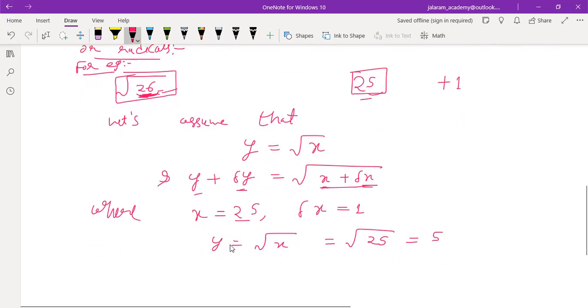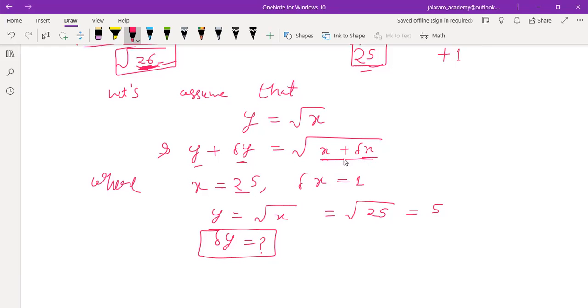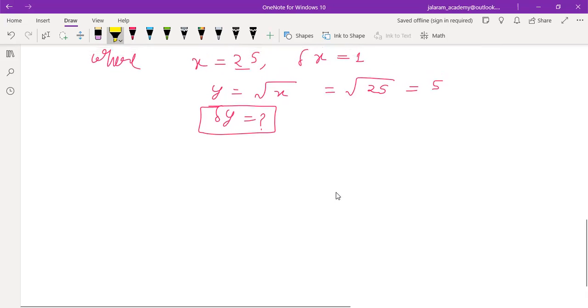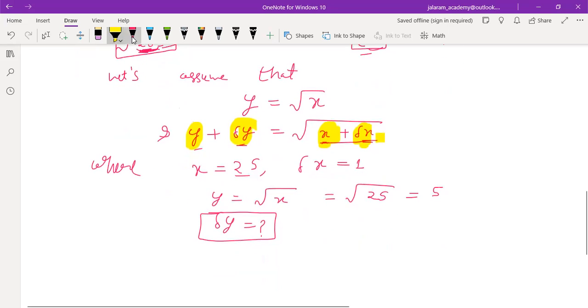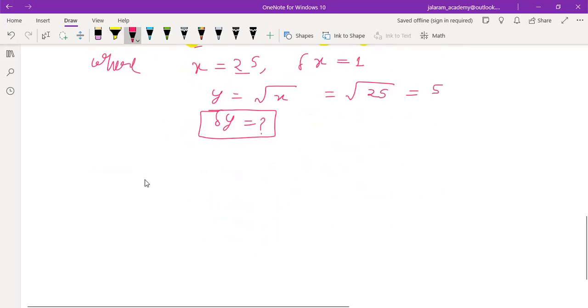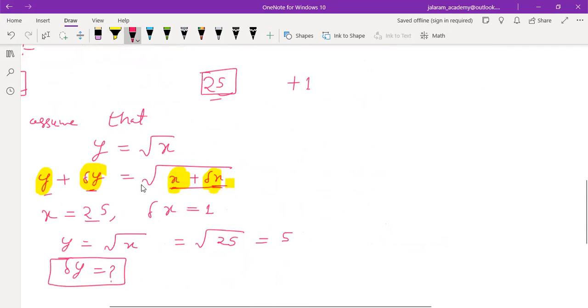So how to find delta y now? If we find delta y, then it will give the value of square root of x plus delta x, that is under root of 25 plus 1, that is under root of 26. So we have already obtained the value of y. Now the only thing which is unknown is this delta y. For this, we use the principle of derivative.